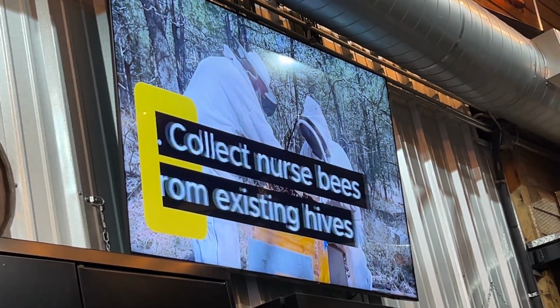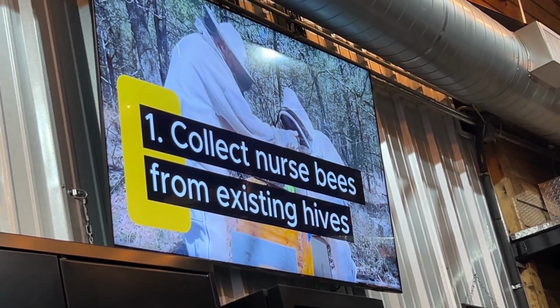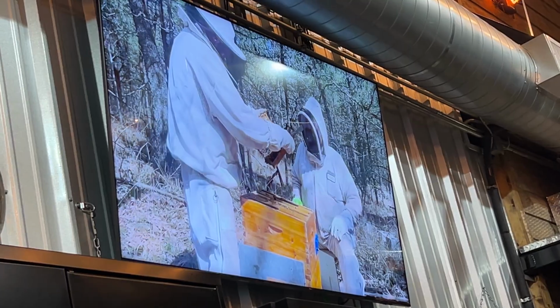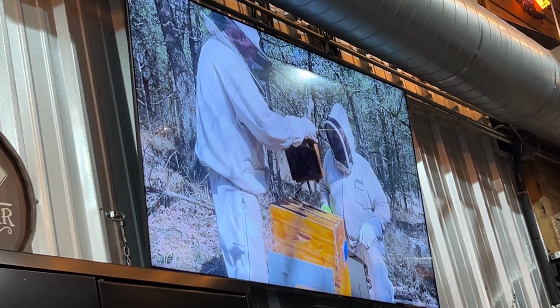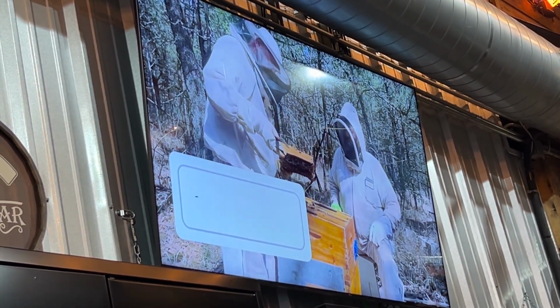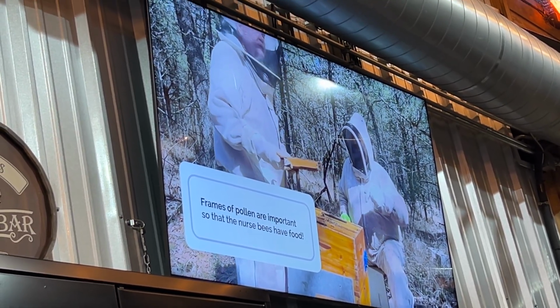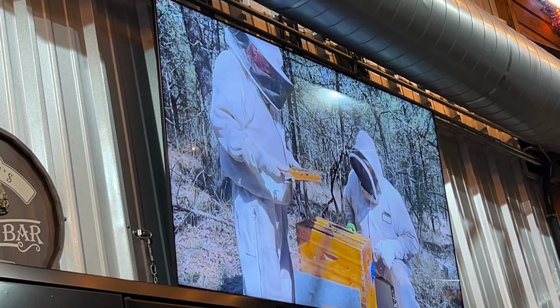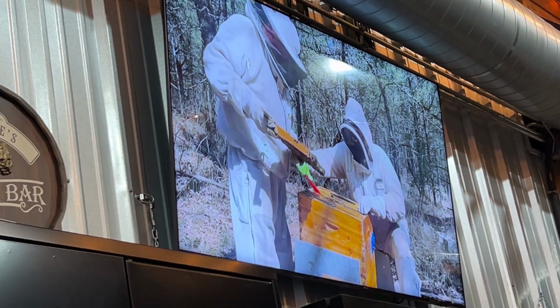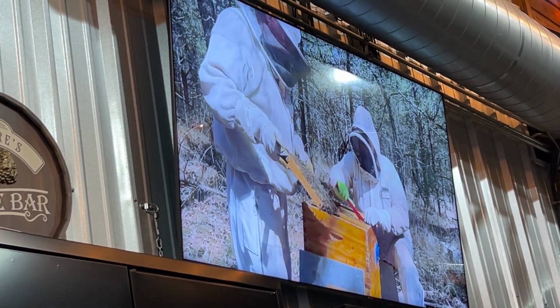Right here, we're looking at a frame of pollen. And this frame of pollen is one of the frames we're going to use in the cell builder, because we fill the cell builder full of nurse bees, and those nurse bees need something to eat. And typically, well, always, young nurse bees need pollen.